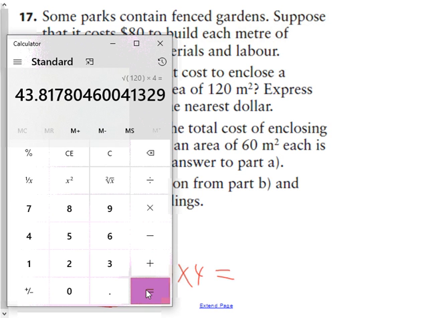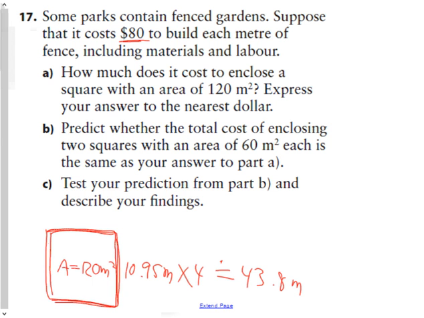Multiply it by 4, I get 43.8 roughly, 43.8 meters of perimeter for this yard, because 10.95 is one side length times 4. And if each meter, so 1 meter, 2 meters, 3 meters, 4, etc., costs $80 to build a fence, then I'm going to take this number and multiply it by $80.